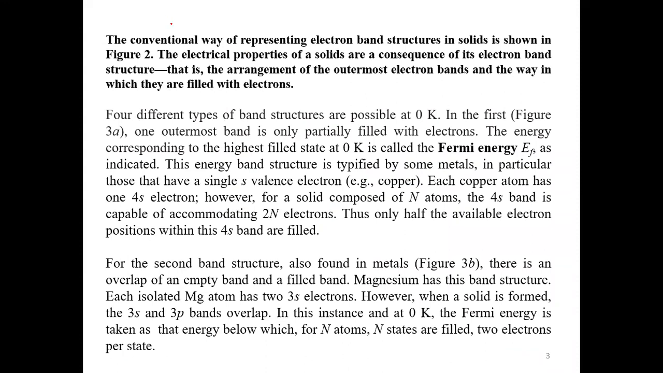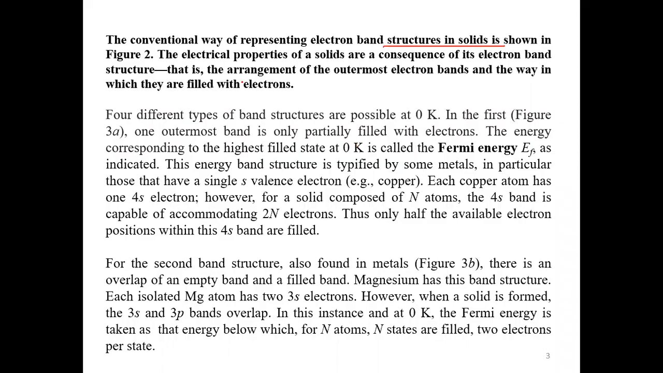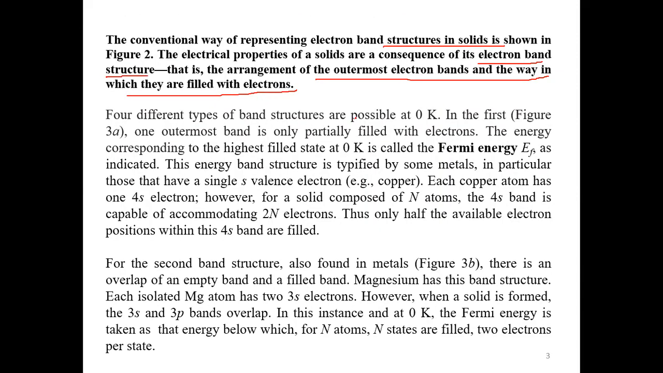Now you see the conventional way of representing the electron band structure in solid, shown in this figure. The electrical properties of solids are a consequence of the electron band structure, so it is very important. That is the arrangement of the outermost electron bands and the way in which they are filled with electrons. Here there are 4 different pictures, and as you can see, 4 different types of band structure are possible at 0 Kelvin, at absolute zero temperature.